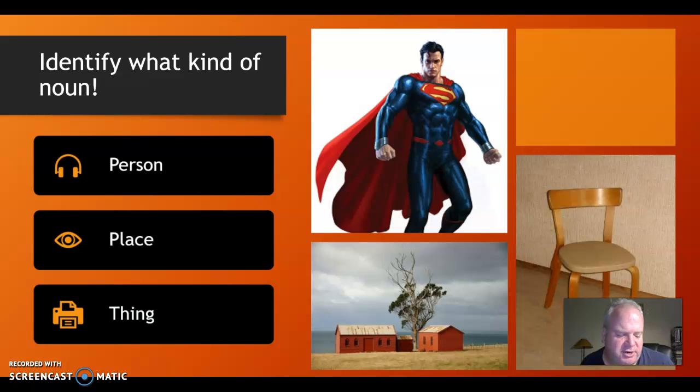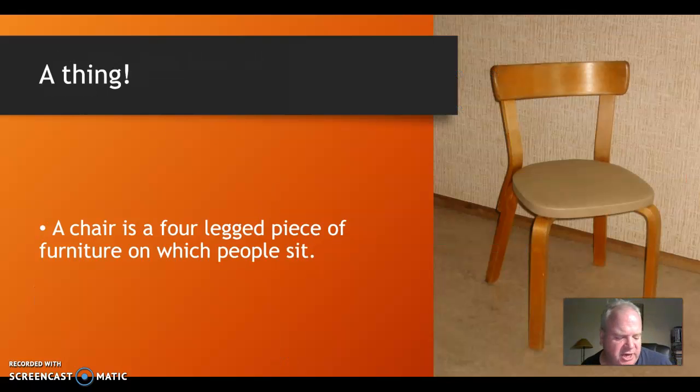Look at the third picture. Is it a picture of a person, place, or thing? A chair is a thing that has four legs and people sit on it. It is a piece of furniture found in classrooms, houses, restaurants, and anywhere people work or live. Our third picture shows a thing.